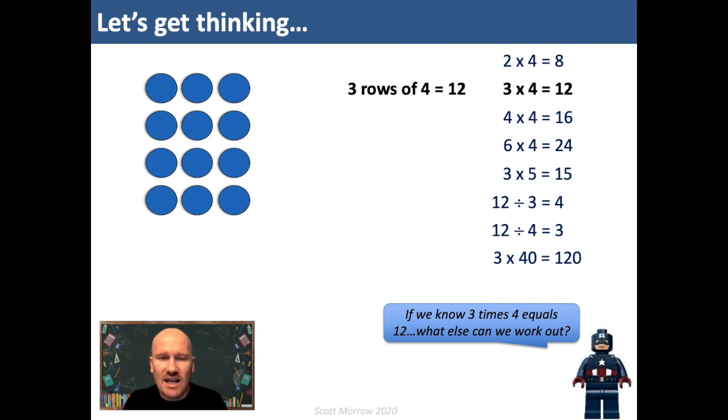We didn't take any counters away, we didn't add any counters, so 3 times 4 is the same as 4 times 3. So 4 times 3 is also 12. Now that's called the commutative law, and that's really going to help us with our times tables.